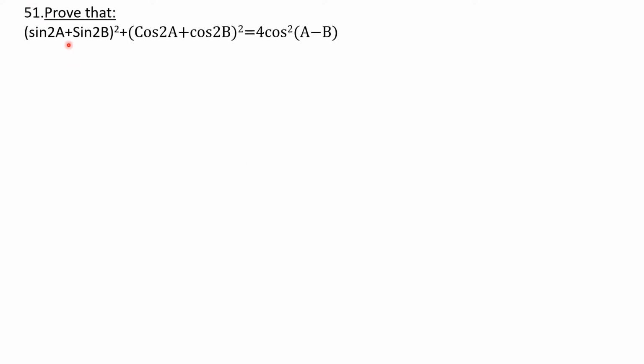So our question number 51. Prove that (sin 2a + sin 2b) whole square plus (cos 2a + cos 2b) whole square is equal to 4 cos square (a minus b). So solution, left hand side.